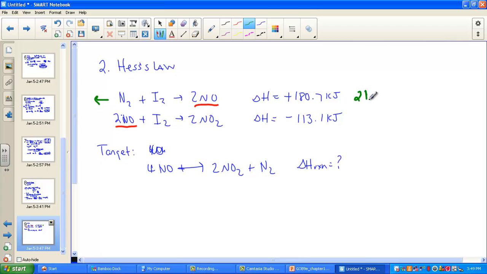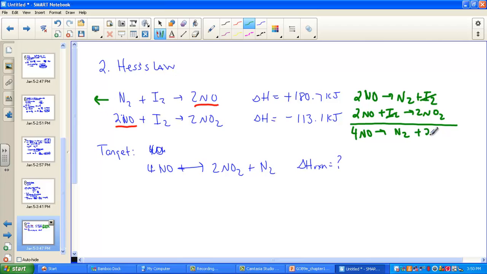If I flip the first, it becomes 2 units of NO forming N2 and I2. If we leave the second one as is, 2 NOs plus I2 goes on to make 2 NO2s. Let's see what happens when we add those equations together. And as we suspected, the iodines indeed canceled. 2 plus 2 gives us 4 NOs. We're left with an N2 and 2 NO2s on the product side, which indeed is our exact target equation.